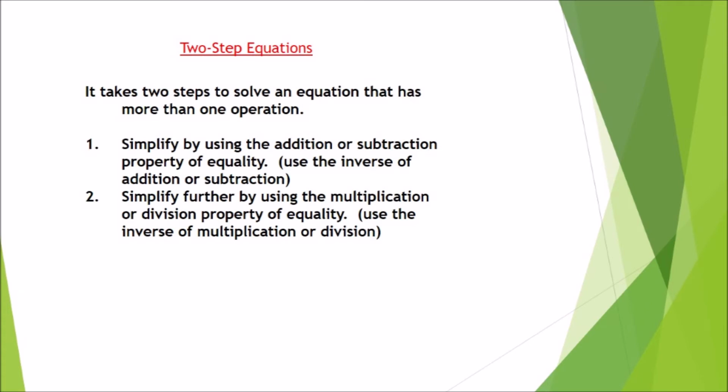Again, we have two-step equations. It takes 2 steps to solve an equation that has more than one operation. Simplify by using the addition or subtraction property of equality. Use the inverse of addition or subtraction as we said before. Simplify further by using the multiplication or division property of equality. Use the inverse of multiplication or division.